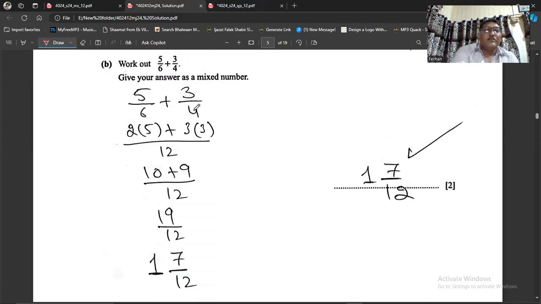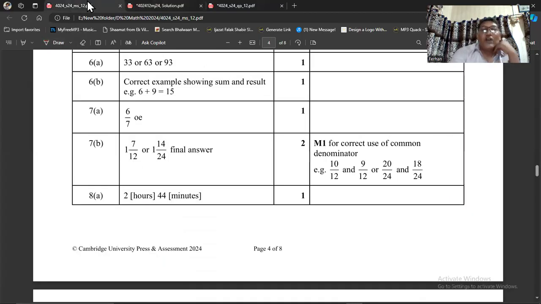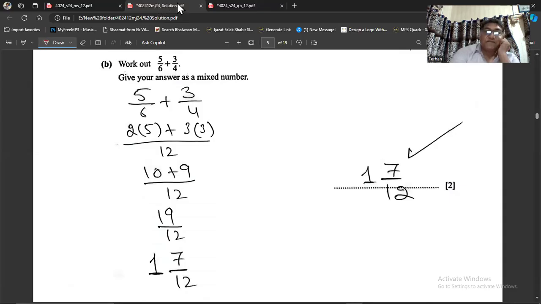You divide this LCM with this 4, you get 3. That 3 will multiply with this numerator. So 3 multiplied by 3 is 9. So 10 plus 9 is 19. 19 divided by 12, which is 1 whole 7 by 12. So my answer is 1 whole 7 by 12, which is the right answer, sir.